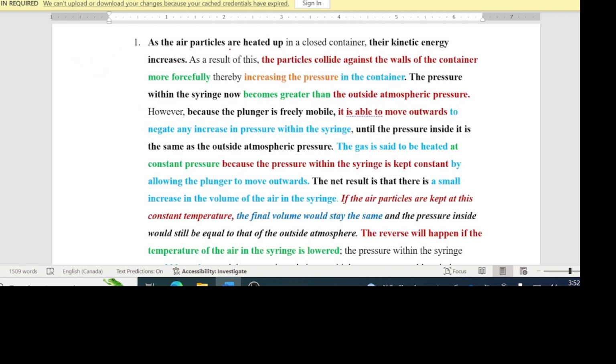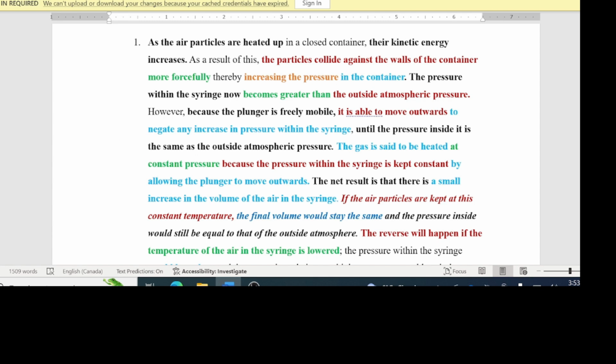As the air particles are heated up in a closed container, their kinetic energy increases. As a result of this, the particles collide against the walls of the container more forcefully, thereby increasing the pressure in the container. The pressure within the syringe now becomes greater than the outside atmospheric pressure. However, because the plunger is freely mobile, it is able to move outwards to negate any increase in pressure within the syringe until the pressure inside it is the same as the outside pressure.